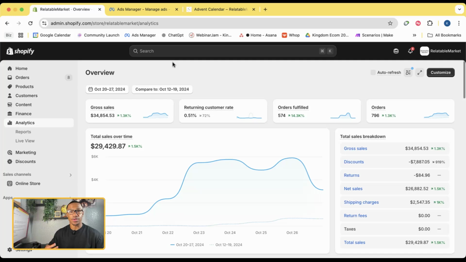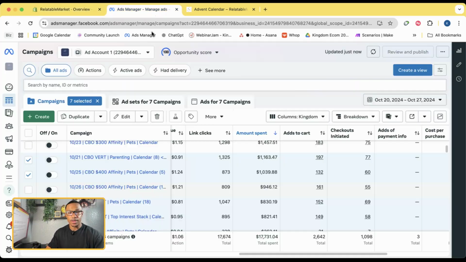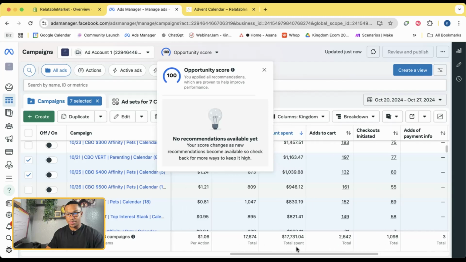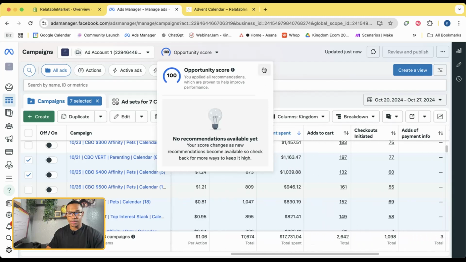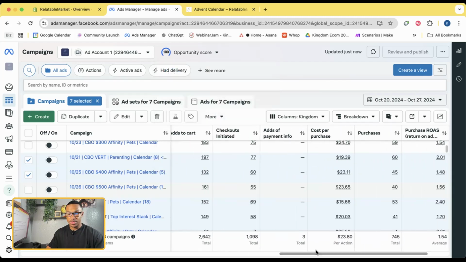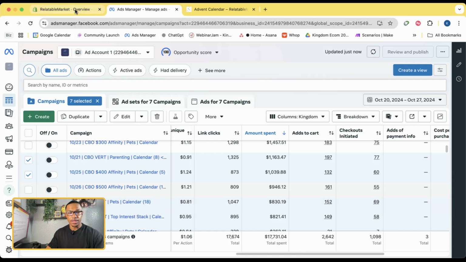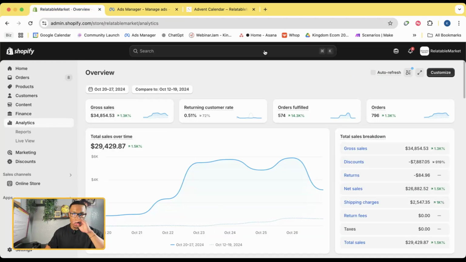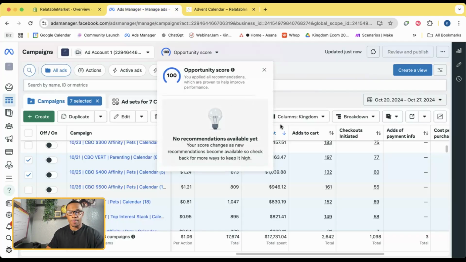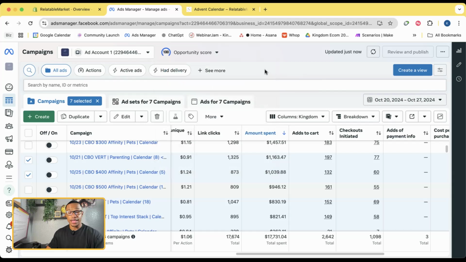I want to break this down to a beginner level for you to understand and see if you can replicate this yourself. I've got the back end, the ads manager, where we can look at the ads and make sure everything's spent. So we spent about 17K to make about 30K, close to 2x ROAS. And yeah, let's go ahead and get right into it.